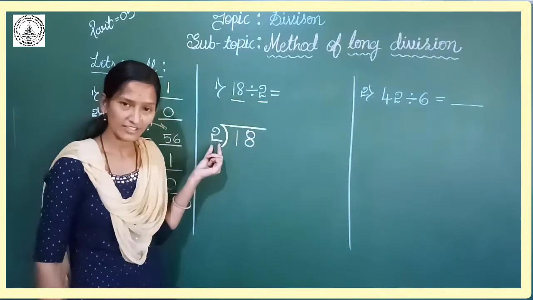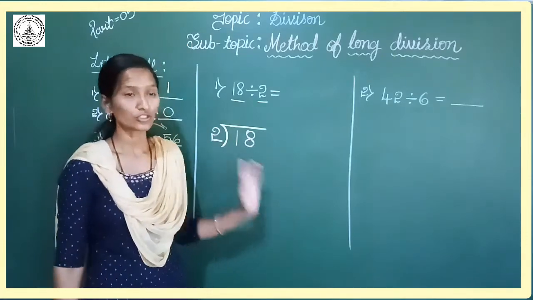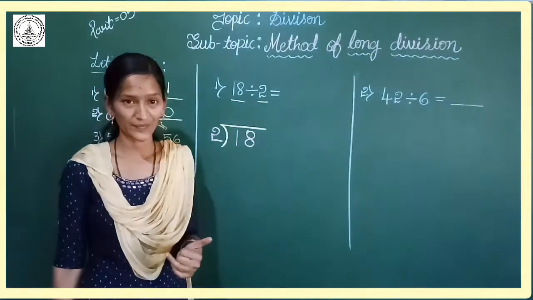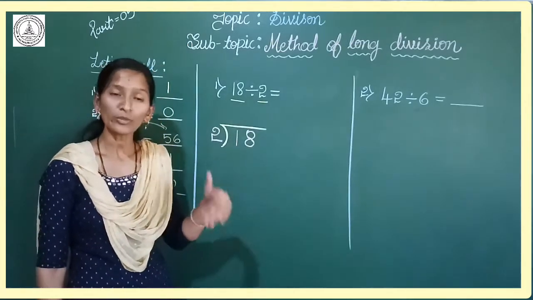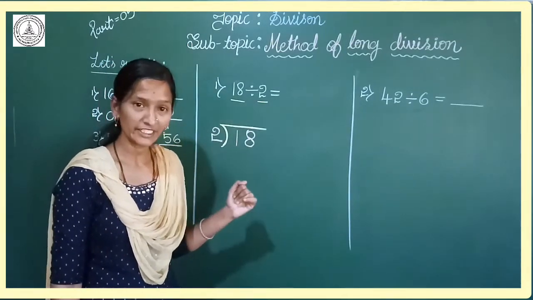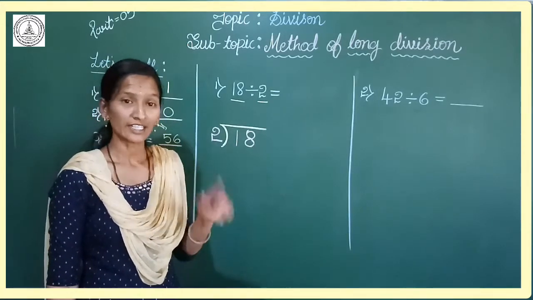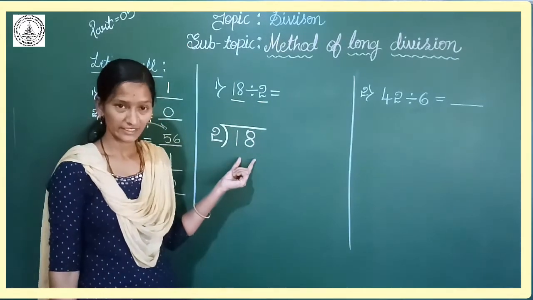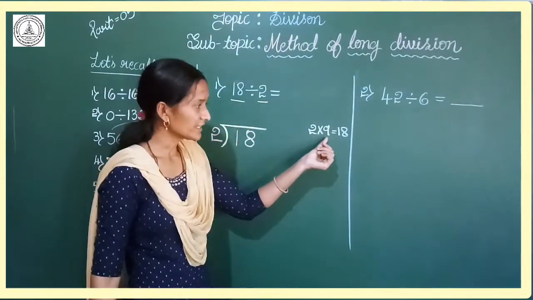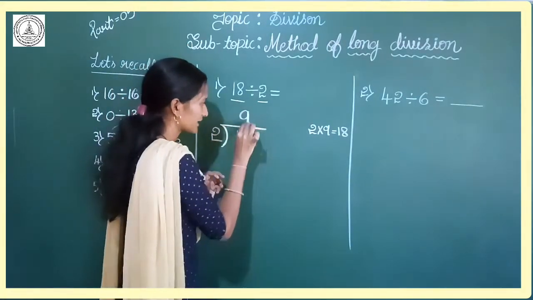So this is a divisor, right? So if you know the table of 2, you are solving this problem very easily. Yes, now you tell me, in the table of 2, how many 2's are equals to 18? Yes, once you remember. Yes, in the table of 2, 2 9's are 18, right? So write this 9 above this line. See here, I am writing 9 here.